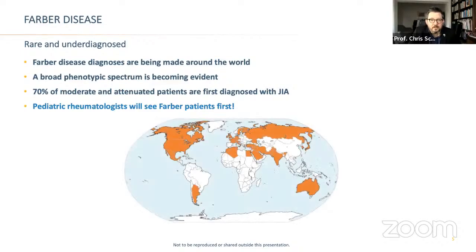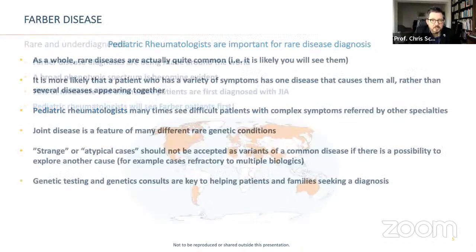And here you can see the map of the areas in the world where Farber's is being diagnosed, and you can see why Aserajan has asked us to present this to this audience. There's a critical need to be able to identify these patients in other parts of the world.